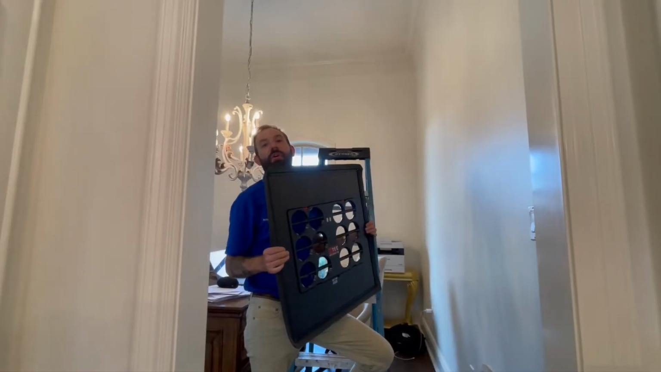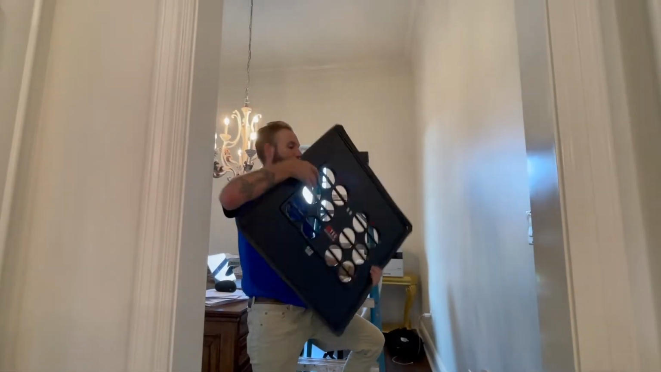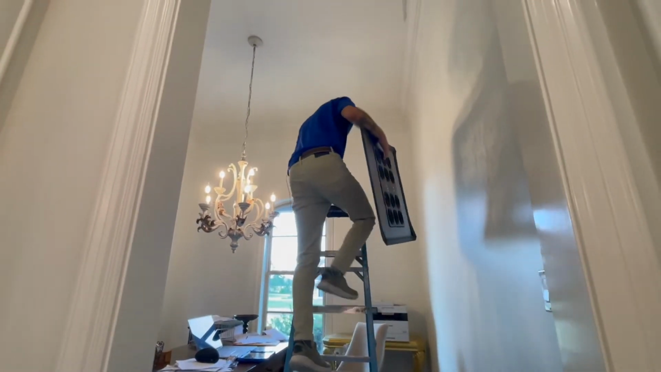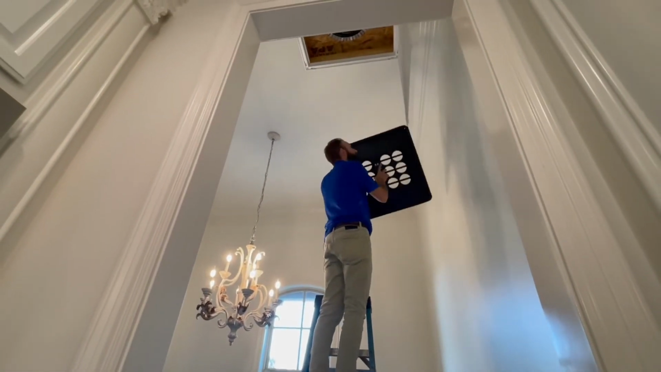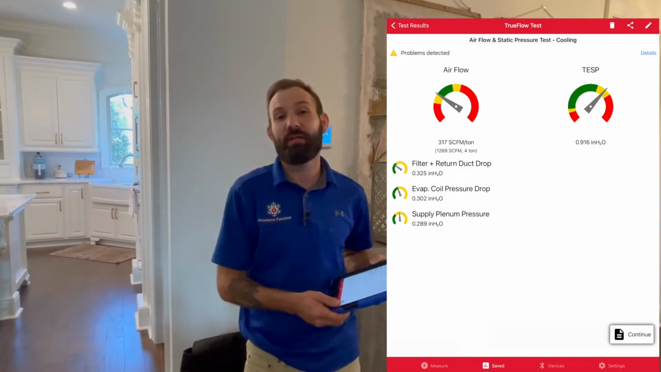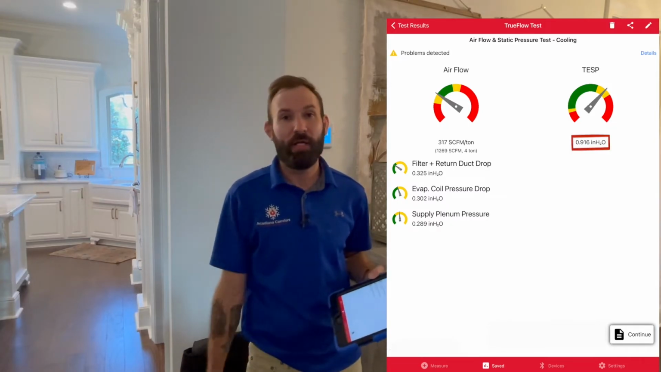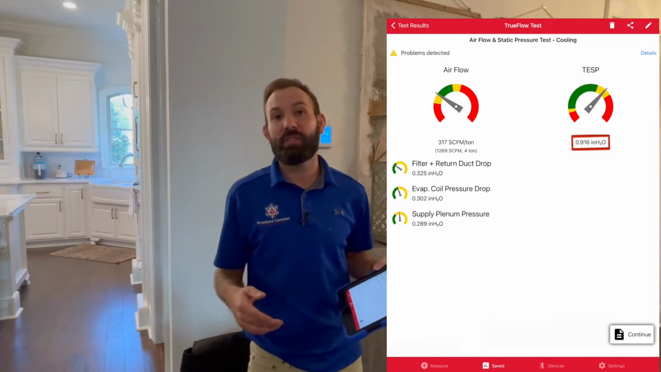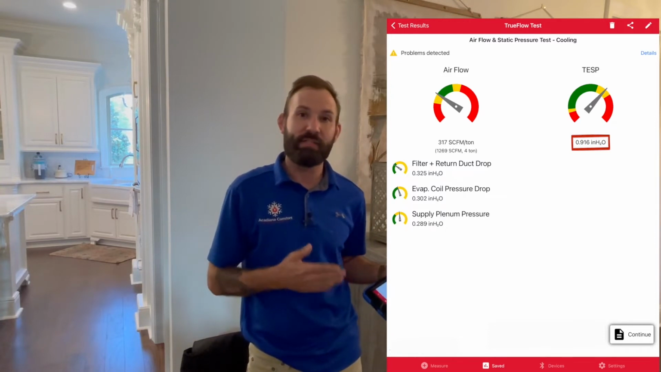And now we're going to install the TrueFlow in the main return. Okay, we're looking at the results from the TrueFlow test, and what we can see here is that we have a very high static pressure. Now the first thing we did was verify the fan speed and saw that it was not on high speed, and yet we still have a 0.9 static pressure.